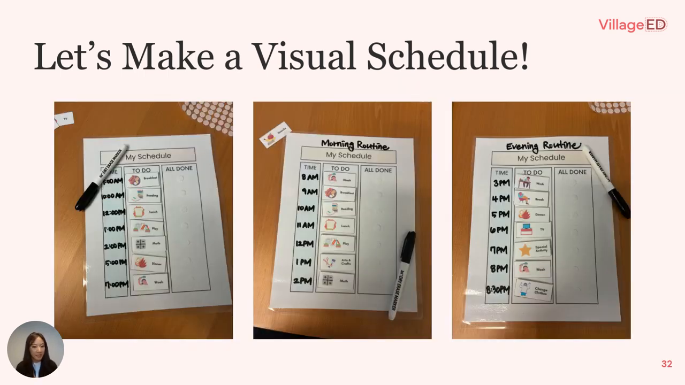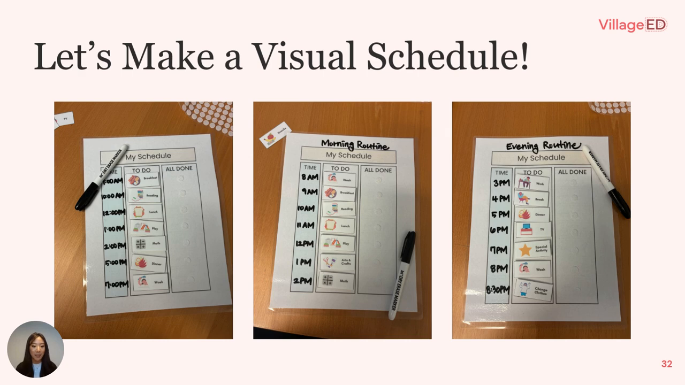So once that's done, you should see something that looks like this. I have three different examples here. The first one is a daily agenda. This one goes from about 9 a.m. to 7 p.m. You can use this as a full day schedule, but you can also, just like my second and third example, use it as a morning routine or an evening routine.